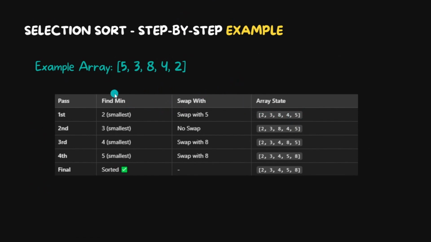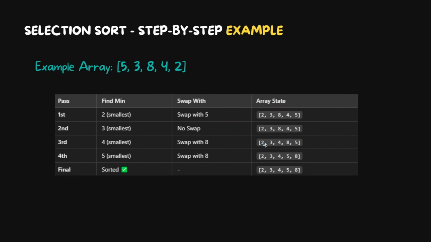In pass 2, we will find the smallest element in 3, 8, 4 and 5. The smallest element is 3. No swap is required. Array after pass 2 will be 2, 3, 8, 4 and 5. In pass 3, we will find the smallest element in 8, 4 and 5. The smallest element in these 3 is 4. So we will swap it with 8. So array after pass 3 will be 2, 3, 4, 8 and 5.